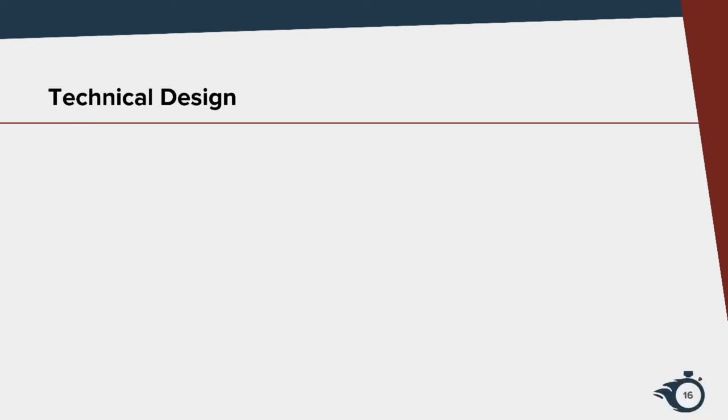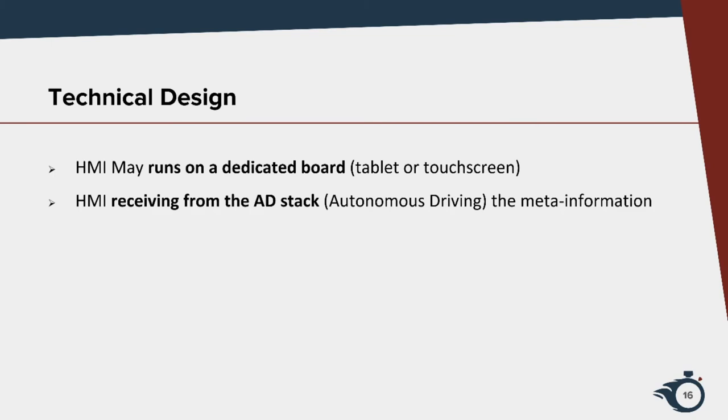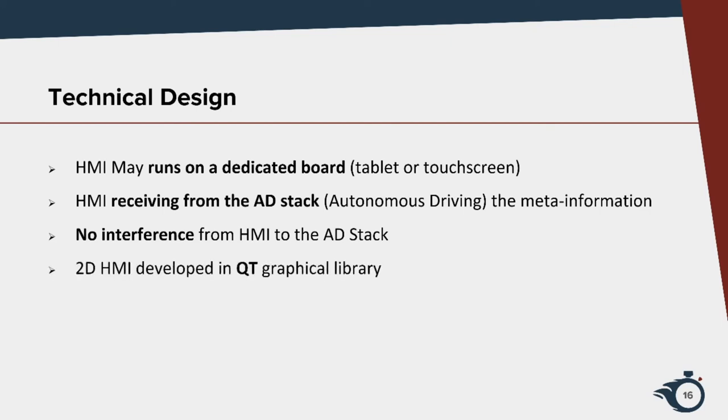What is our technical design? The HMI may run on a dedicated board, for example a tablet or touchscreen. The HMI receives meta information from the ADI autonomous driving stack, and there is no interference from the HMI to the autonomous driving stack. Also, the 2D HMI is developed in the Qt graphical library, and the 3D part is developed in Relip because it's a light library.